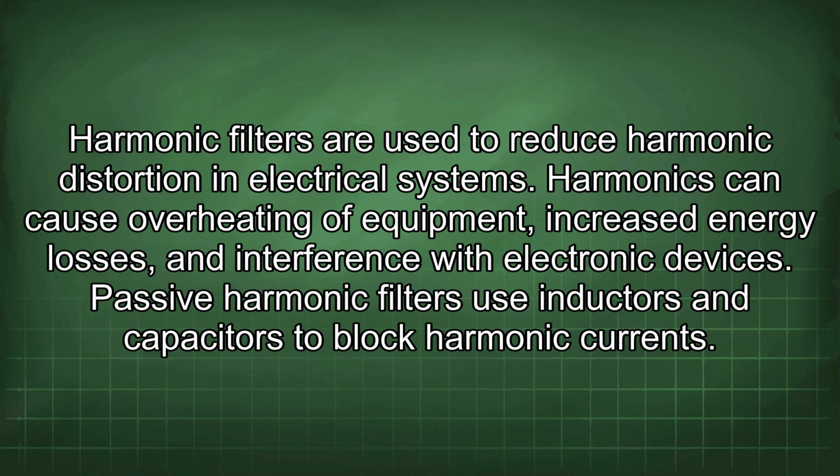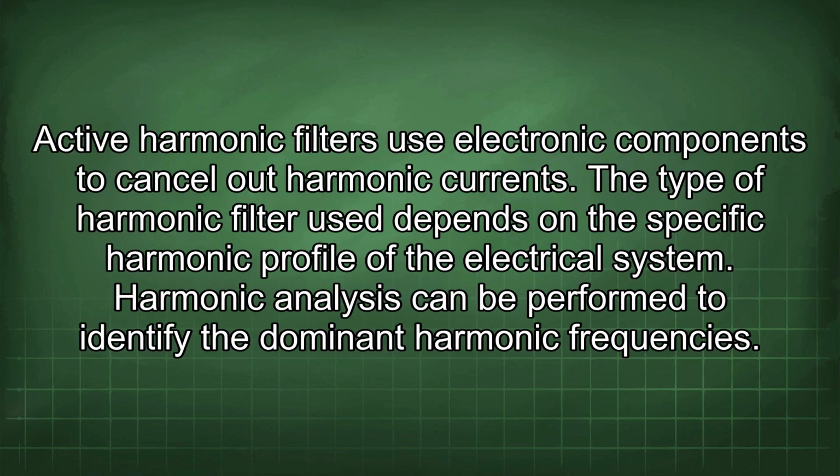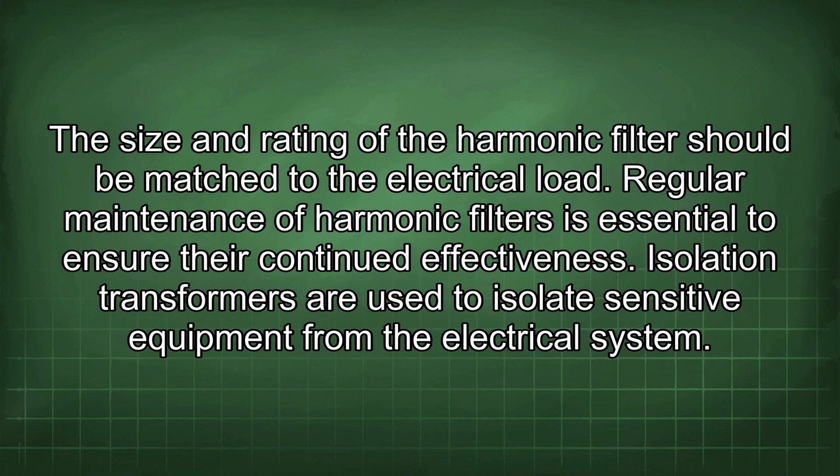Passive harmonic filters use inductors and capacitors to block harmonic currents. Active harmonic filters use electronic components to cancel out harmonic currents. The type of harmonic filter used depends on the specific harmonic profile of the electrical system. Harmonic analysis can be performed to identify the dominant harmonic frequencies. The size and rating of the harmonic filter should be matched to the electrical load. Regular maintenance of harmonic filters is essential to ensure their continued effectiveness.